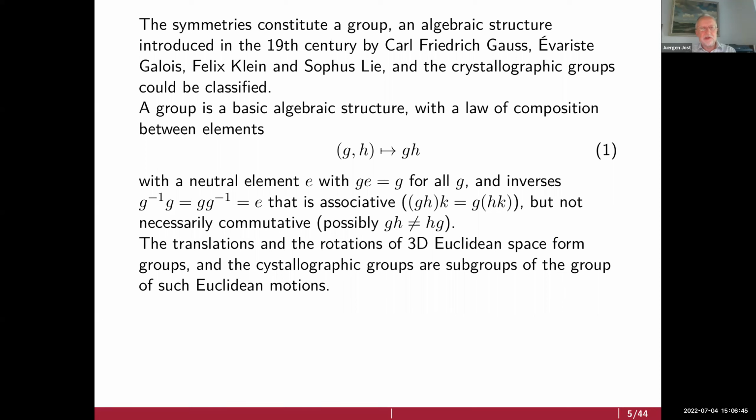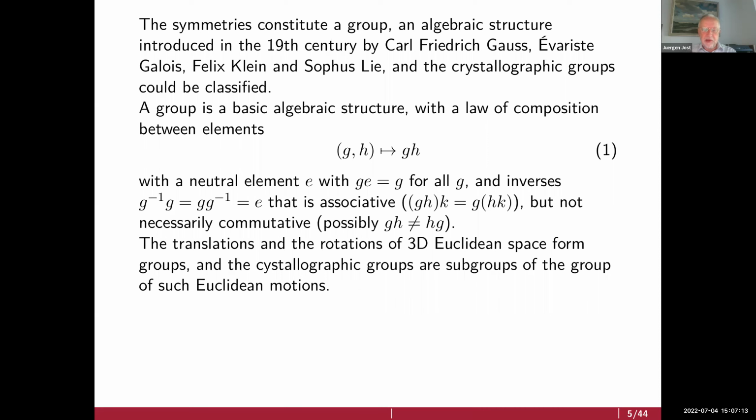Certain conditions have to be satisfied. There's a neutral element, e, which by multiplication leaves the other element invariant. So g times e is always g, and you have inverses of all elements. For each element g, you can find an inverse g to the minus 1 that, when multiplied with g, gives you the neutral element. And there's also an associativity rule.